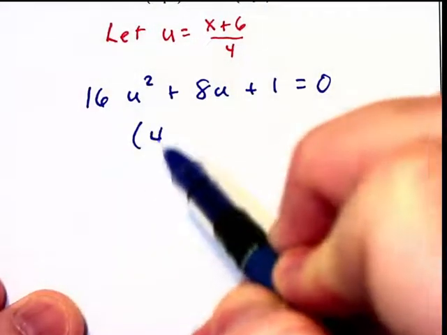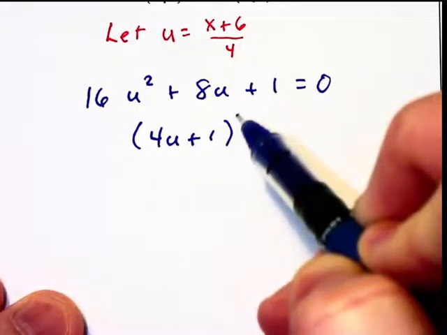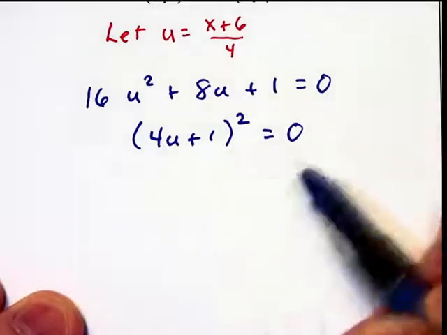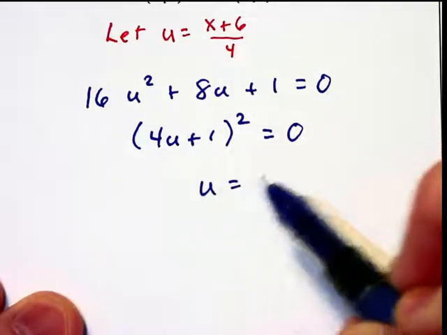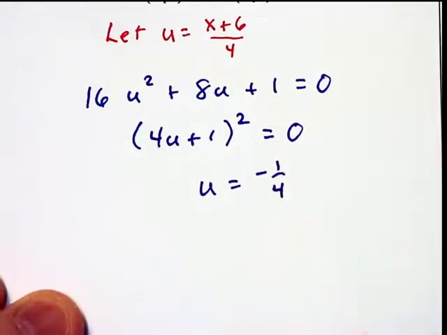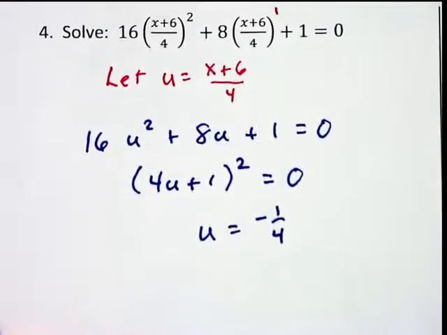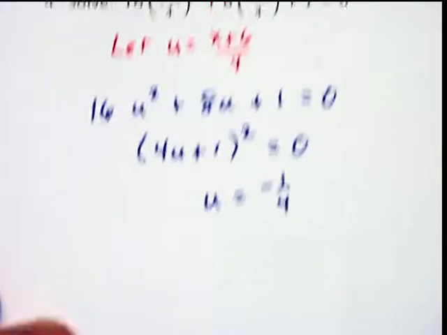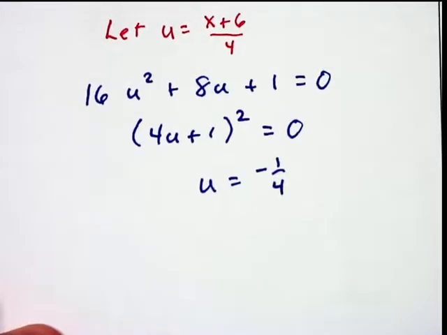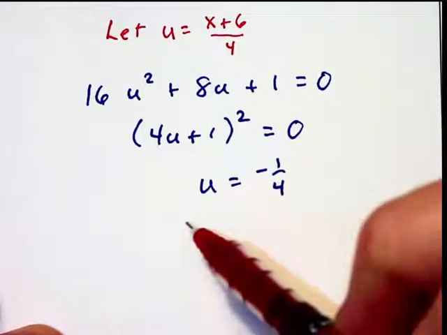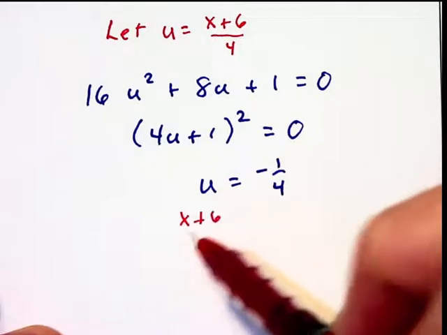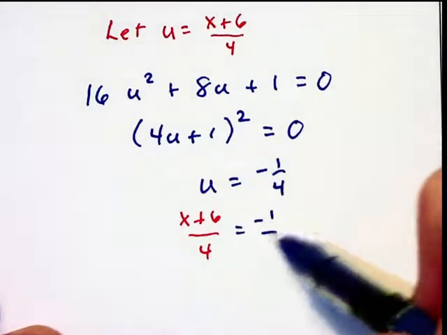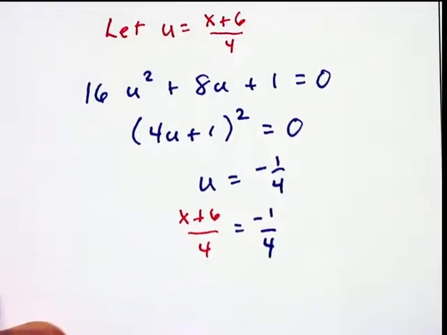We notice that 4u plus 1 times itself is how we're going to factor this, and setting this equal to 0, we find out that u is going to equal negative 1/4. Well, we can't solve an equation for u when the original variable was x. So what we need to do is back substitute, change the u back into an x plus 6 over 4 equals this negative 1/4, and solve the equation that we have here.